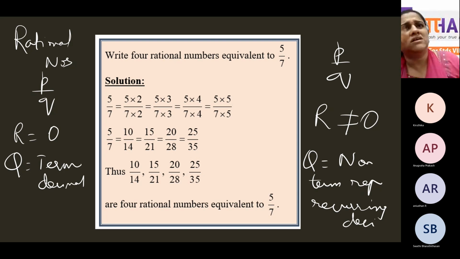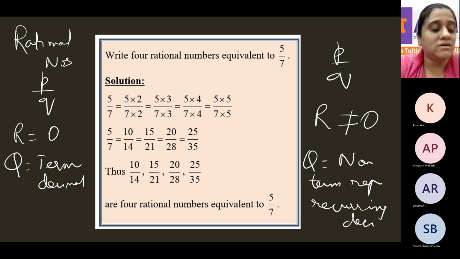When will that happen? That does not happen when you do P by Q. When we do P by Q, we get only a terminating decimal or a non-terminating repeating decimal. Then how will you get a non-terminating, non-repeating decimal? That does not come from a P by Q. So these are called irrational numbers. What is an irrational number? An irrational number does not have a P by Q form. A rational number has a P by Q form.